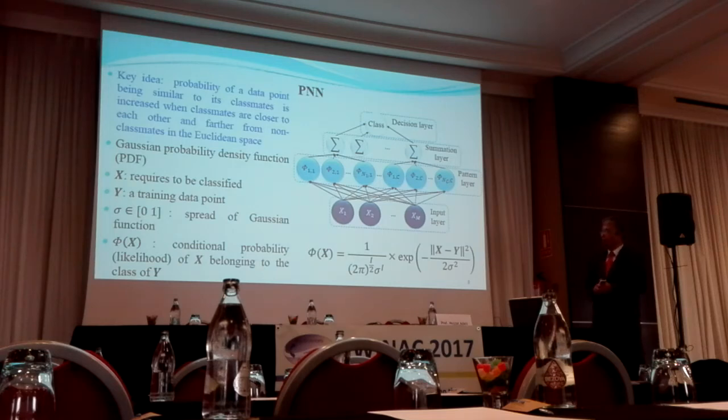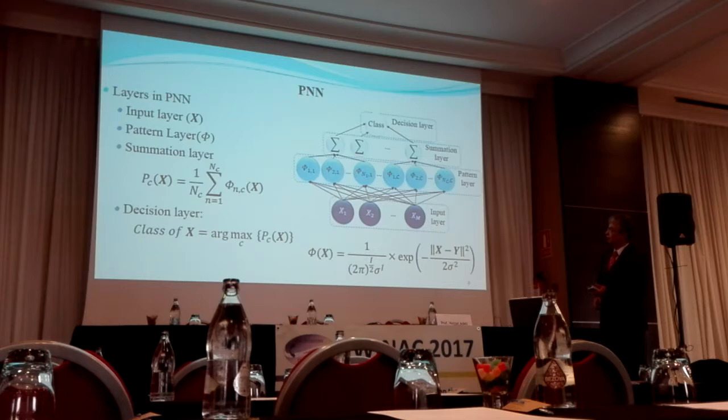And the probabilistic neural network, the key idea here is that the probability of a data point being similar to its classmate is increased when classmates are closer to each other and further from non-classmates in Euclidean distance. Usually a Gaussian probability density function is used in this probabilistic neural network. And you can see that on the right here. So here you see different layers of the probabilistic neural network.